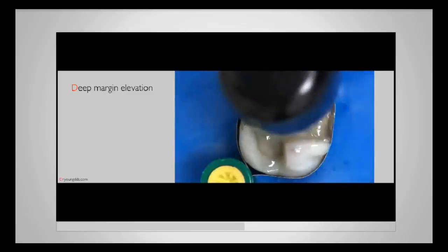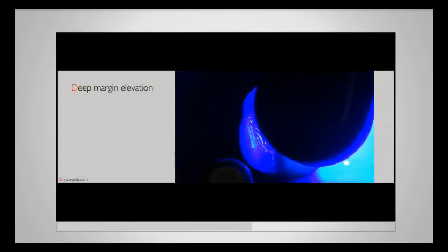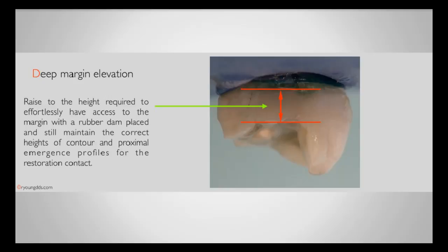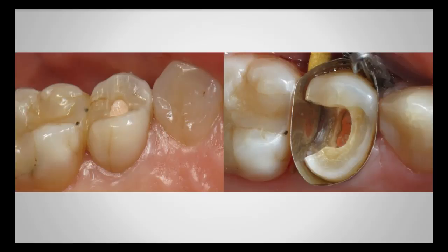So the idea behind deep margin elevation is to raise the height required to effortlessly have access to the margin with a rubber dam placed and still maintain the correct height of contour and proximal emergence profile for the contact and restoration. So I basically put this where I can work nicely. So when we look at an endo tooth, deep margin elevation right here, we probably could have gotten a margin prepped on that, but I decided to do this with a matrix band. So we have that beautifully sealed with the matrix.